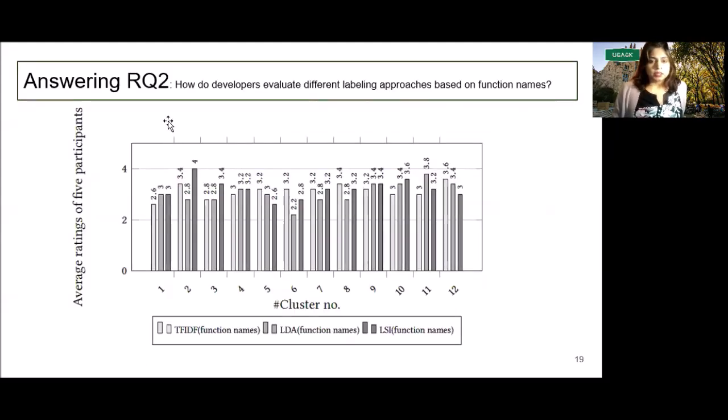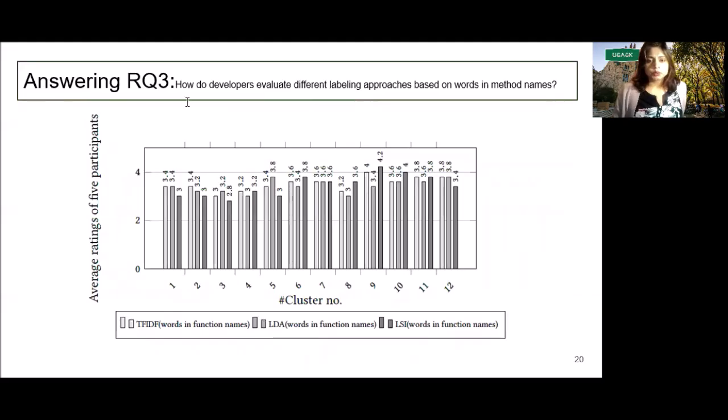Then to answer research question 2, which is how developers evaluate different labeling approaches based on function names, we asked the participants to rate each technique's summary with a score ranging from 1 to 5. The result shows that users preferred the LSI naming technique over LDA. Also, the TF-IDF and LSI techniques showed similar performance.